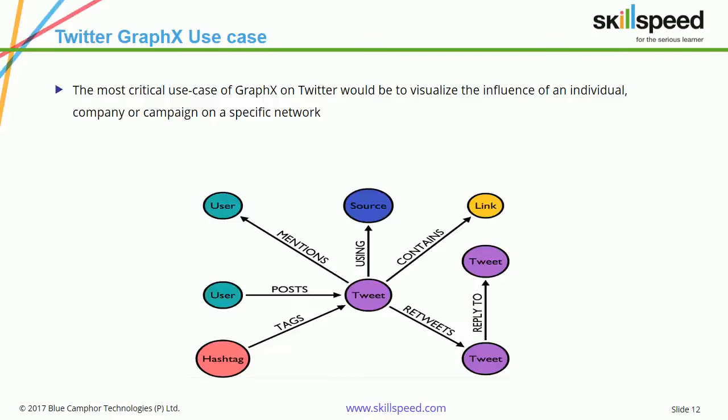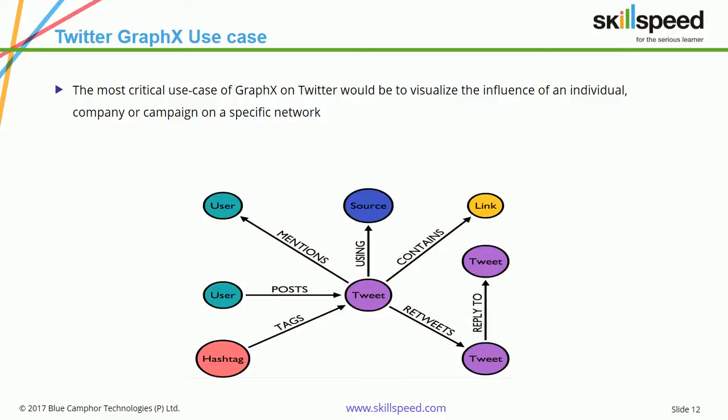Now, Twitter uses a lot of graph-related frameworks and even GraphX. Now, if you want to do something like visualize the influence of an individual, company, or campaign on a specific network, GraphX can be very, very useful.